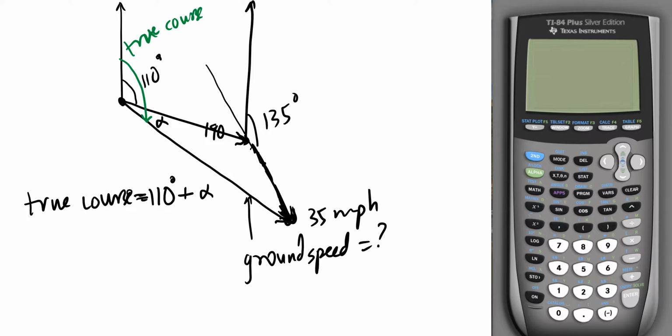What is it going to be? Two things. Let's see what we have. If I want to use law of sines, what do I know? I know this side here is 190 and this side here is 35. So I know these two sides. I don't know this. I'm going to call it x. That's the ground speed. I don't know this. That's alpha.